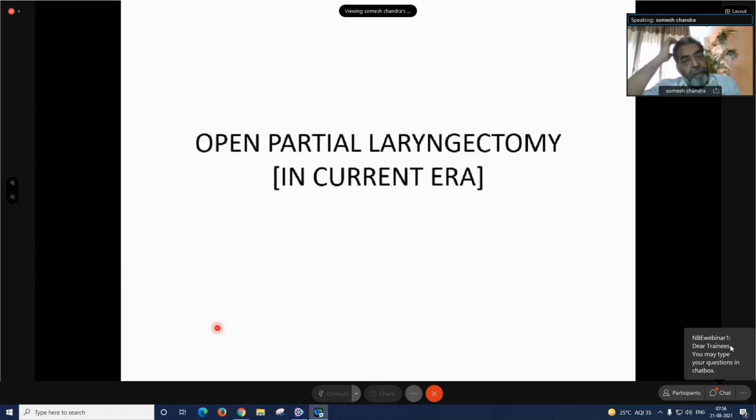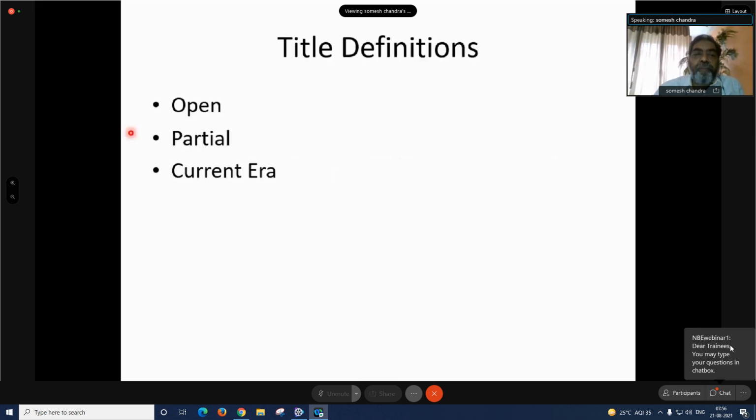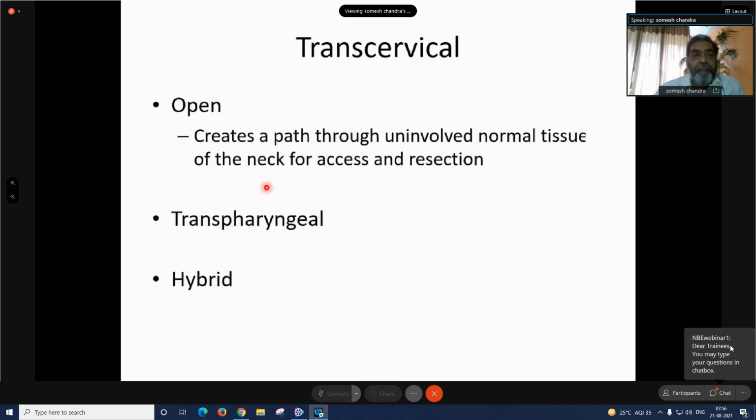So when we talk about voice-preserving laryngectomy, we generally imply an open partial laryngectomy. And I have added the term current era because a lot of things have changed from the time when these procedures were first described. So: open, partial, and current era.